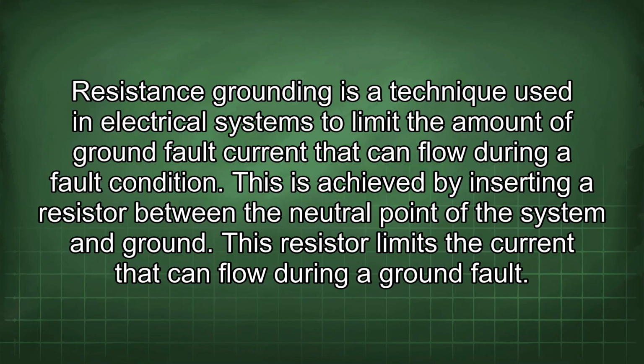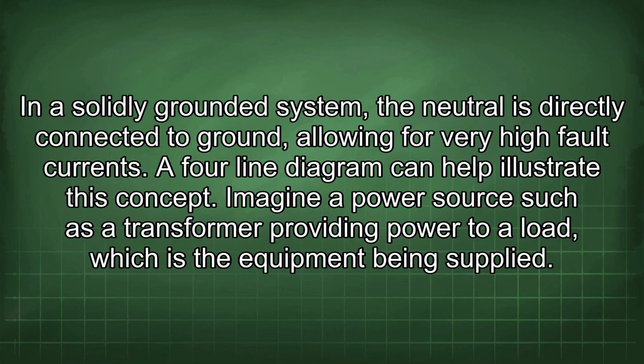Resistance grounding is a technique used in electrical systems to limit the amount of ground fault current that can flow during a fault condition. This is achieved by inserting a resistor between the neutral point of the system and ground. This resistor limits the current that can flow during a ground fault. In a solidly grounded system, the neutral is directly connected to ground, allowing for very high fault currents.